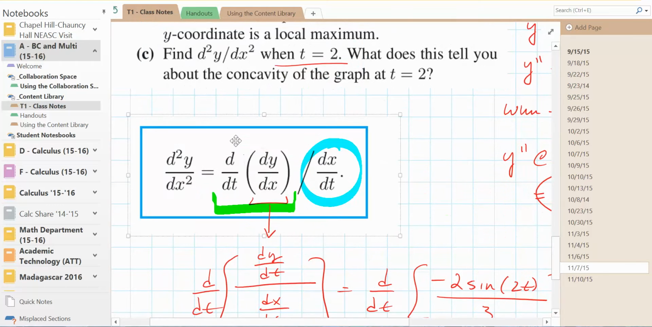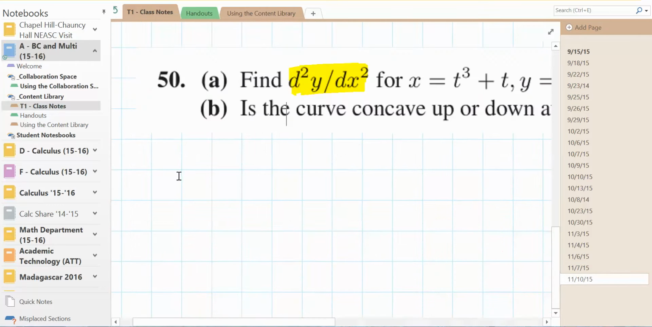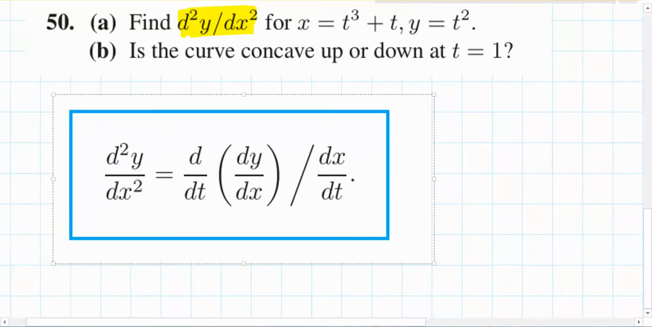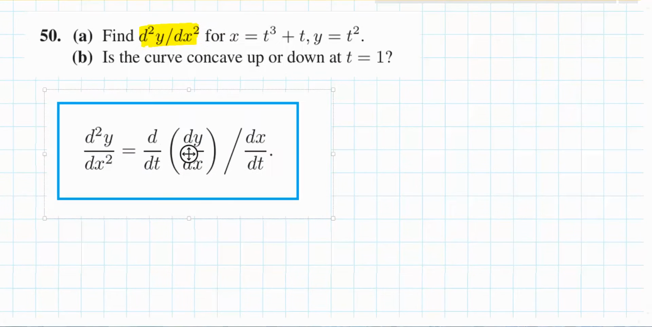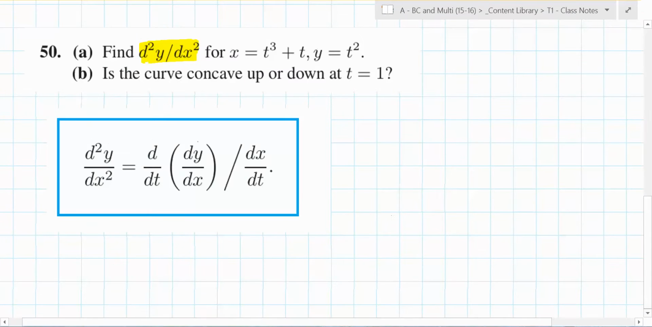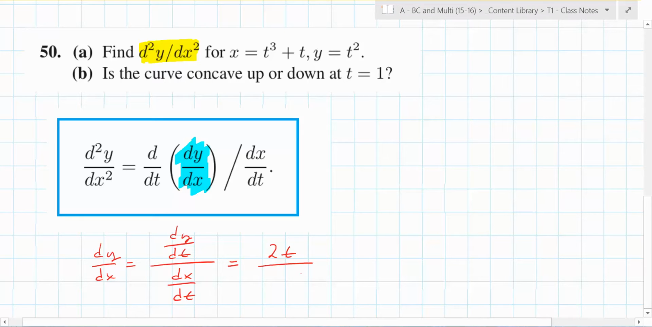So last week I also gave you this. I would like to do this instead so we can avoid some of those pitfalls. What's the first thing we need to find? We need dy dx first. Remember, you have to do these inside out. dy dx is equal to dy dt over dx dt. We wrote equations of lines that way, that's how we found the slope. So we have 2t over 3t squared plus 1.